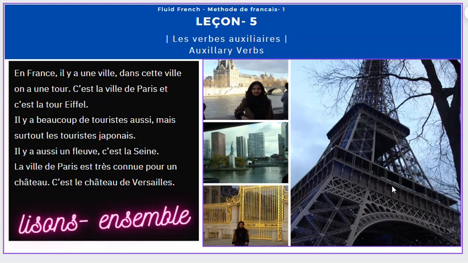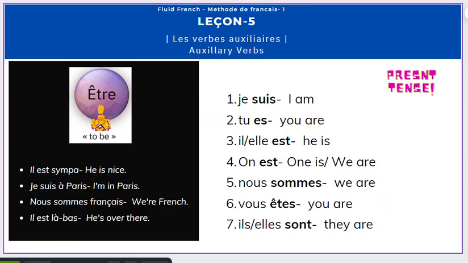Now let's begin the topic for the day, which is les verbes auxiliaires. Okay. So there are two auxiliary verbs: être and avoir. Now, if you speak English, it is better to understand the comparative or relative verbs in English, then you will be able to understand it faster. Être and avoir are like be and have in English.